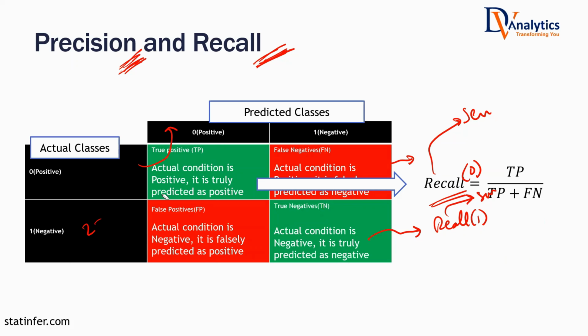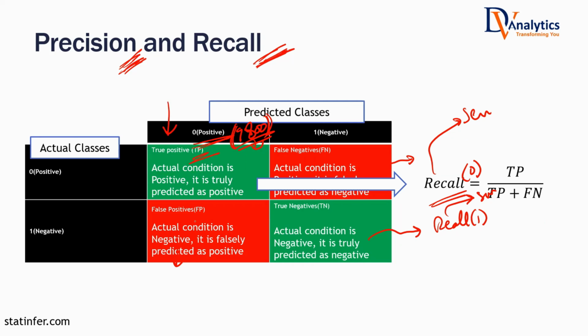Sometimes you can look at it from the predicted point of view. Let's say you have made predictions as, let's say, 9,800. Out of all the predictions that you made, how many of them are accurate? Out of the 9,800 you predicted as positive, how many of them are accurate? That is known as precision. Tell me, what will be the formula for precision? Let's say this is true positive, this is false positive.